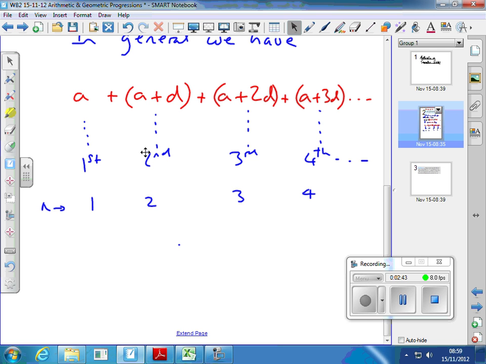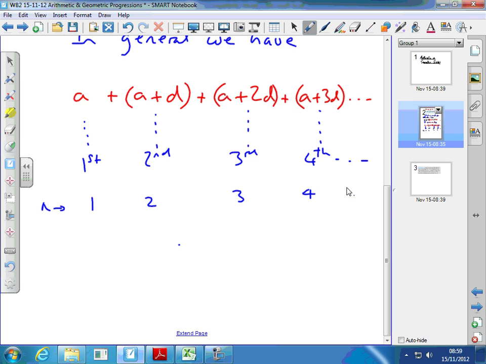If we look at this, we can see that there's a pattern starting to emerge. To get the third term, this one here, I take the first term and add 2 lots of D. To get the fourth term, I start with the first term and add 3 lots of D, and so on. So for the nth term, which is what we generally write down, what would be an expression for the nth term?